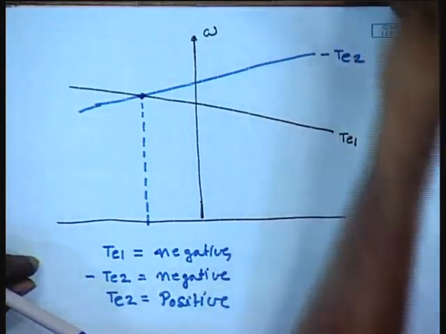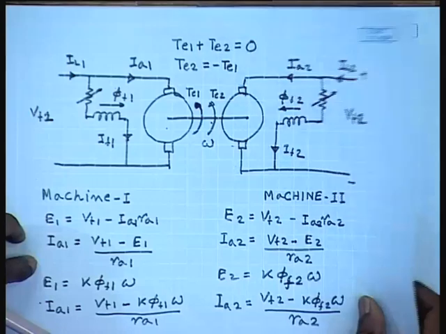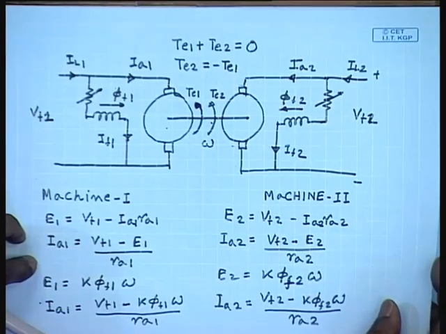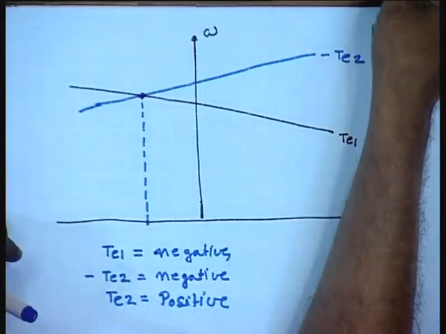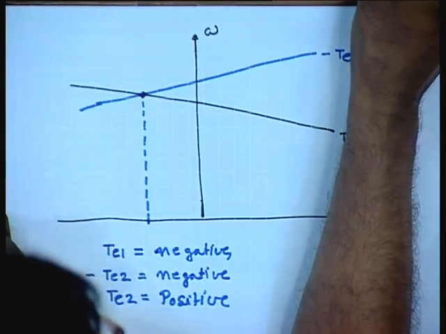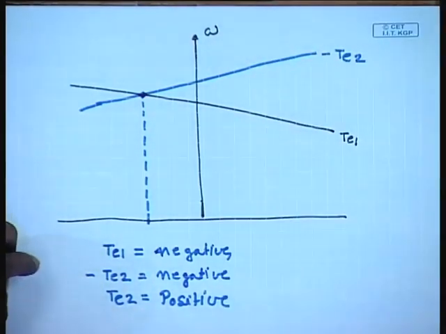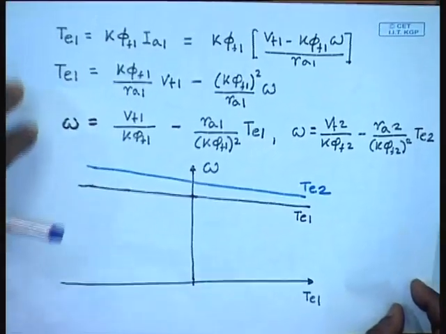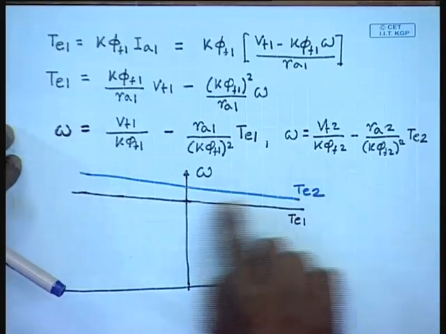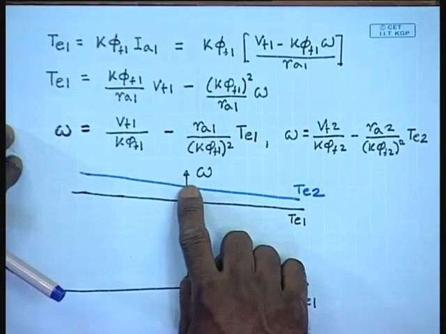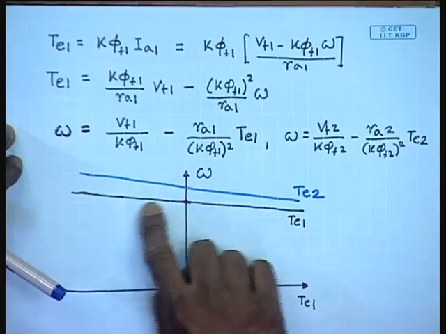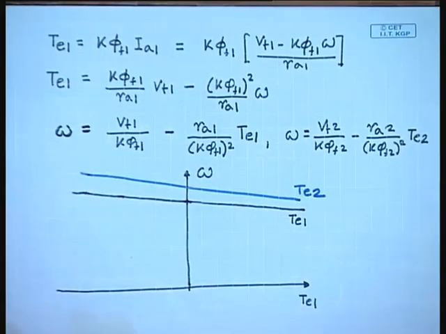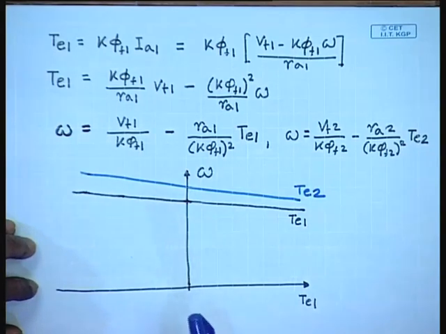Hence, we find that in this case TE1 is negative, that means the torque generated by machine 1 is opposing motion, hence it is operating as a generator, while torque generated by machine 2 is positive, it is assisting motion, this is operating as a motor. So, if the torque speed characteristic of a machine is above the other, that works as a motor naturally, because then it will try to drive the other machine at a higher speed, and hence the other machine's back EMF will be larger than terminal voltage and it will operate as a generator.